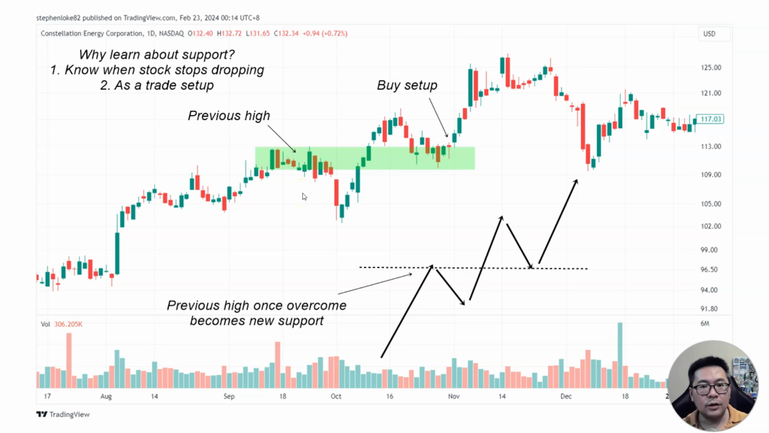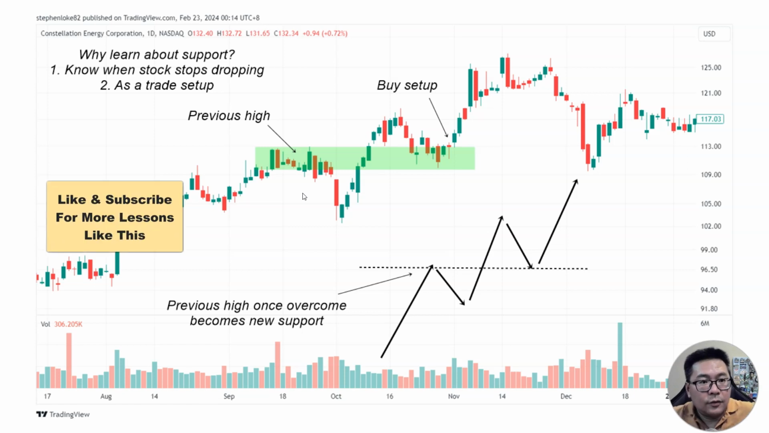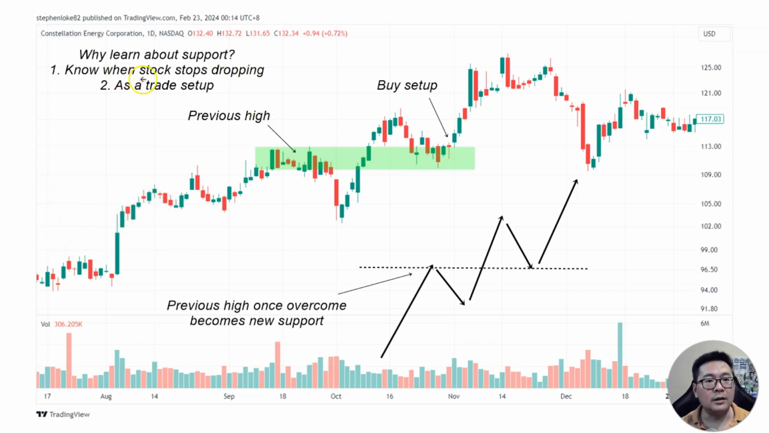Hi, today we're going to talk about the previous high as support areas and also a tradable area where you can find buy setups. Now, first of all, why do we want to learn about support? We want to learn about support because we want to know when a stock stops dropping. And of course, secondly, for financial reasons, we want to use it as a trade setup. So, what is a previous high as support?